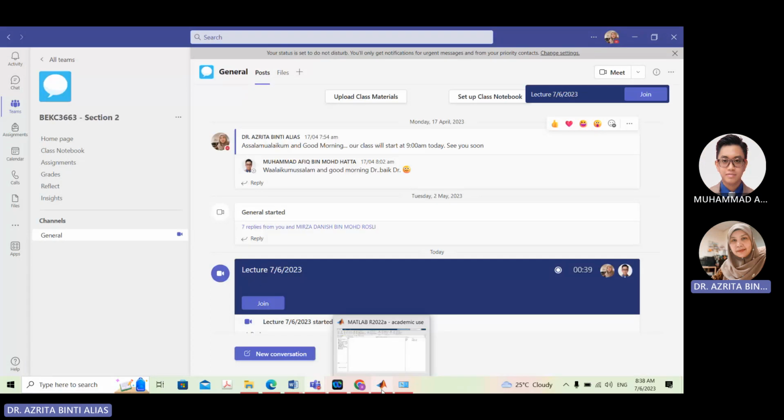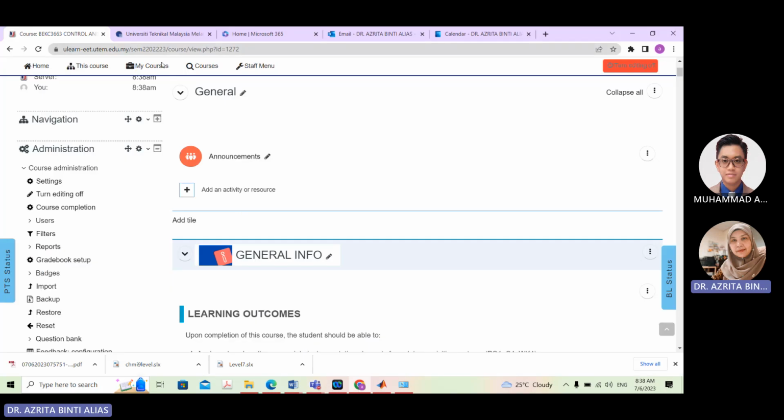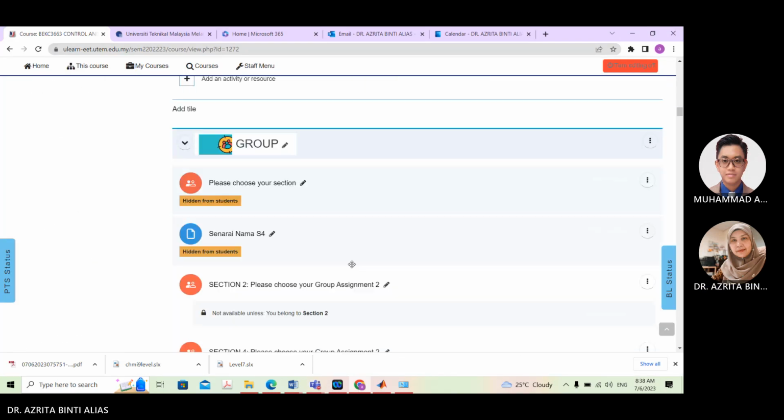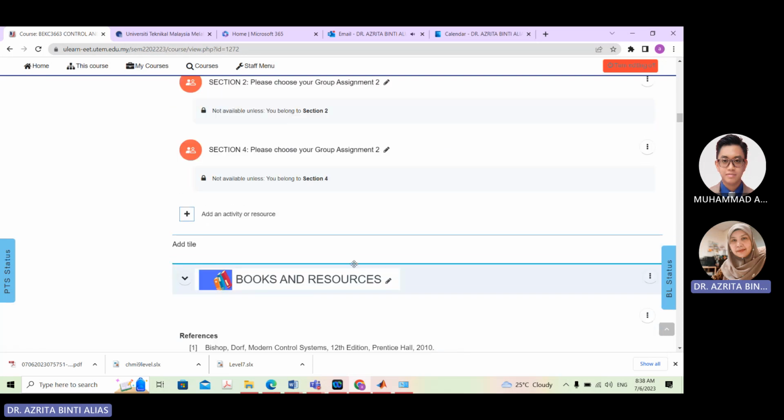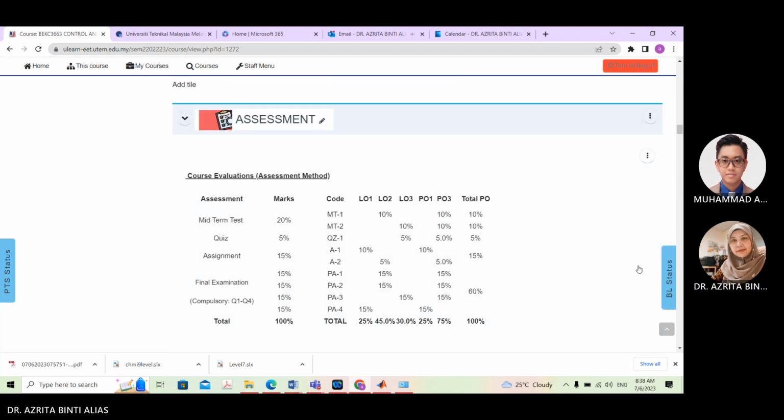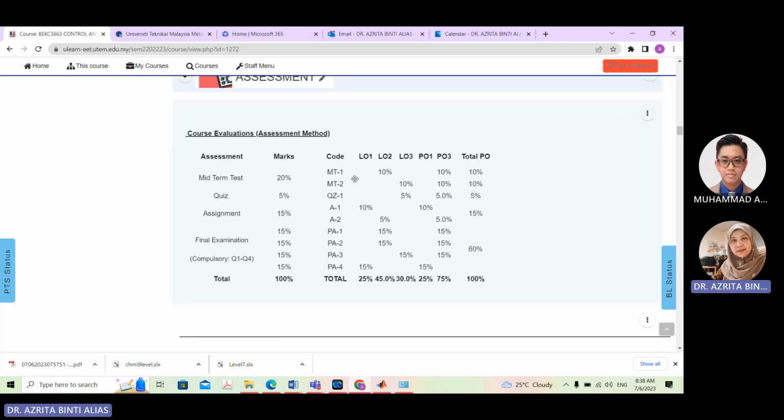Morning. So we already finished chapter 1, which maps to LO2. If we look at the assessment, chapter 1 maps to LO2. We already finished the midterm test, and then another coursework mark is from assignment 2, 5%.